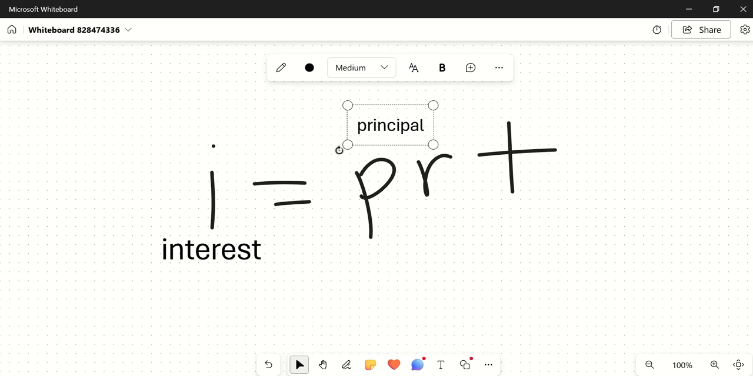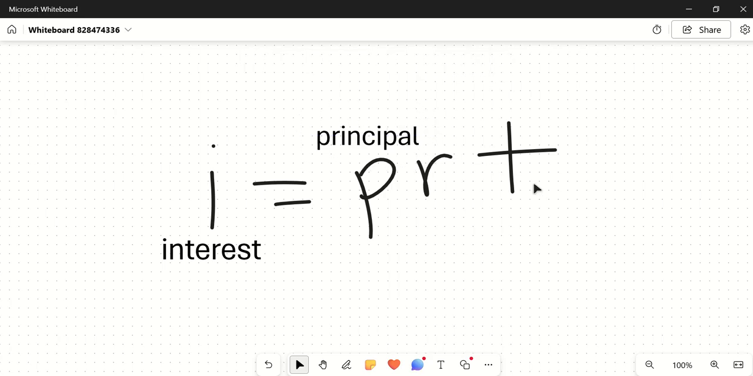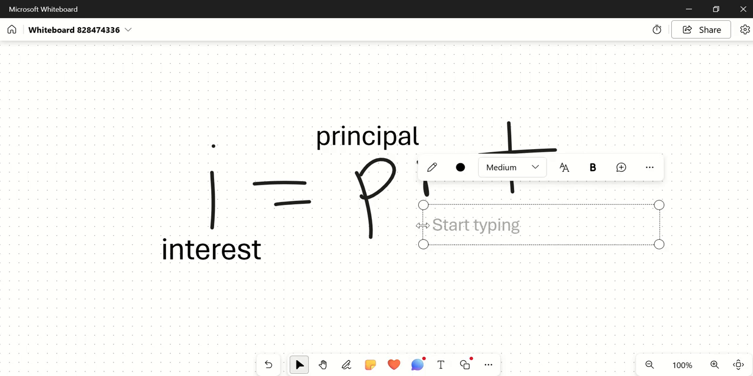How much money you borrowed or how much money you deposited to begin with. Okay? Then the 2 other letters, probably a toss up. Anybody have any idea what the R would stand for? It is rate.